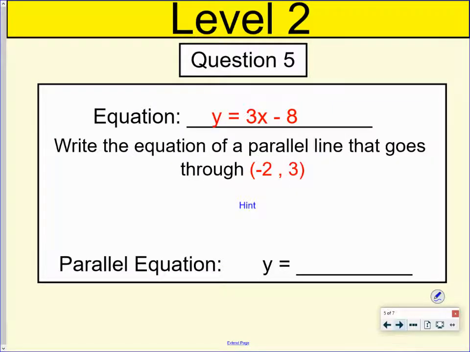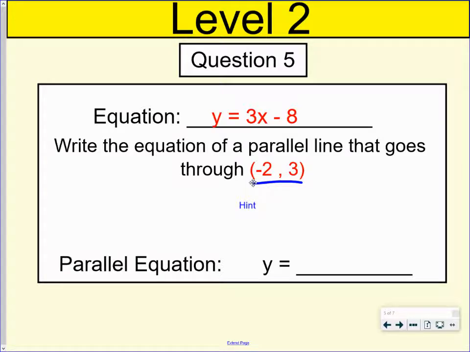Next example here. We have the equation y equals 3x minus 8, and we want to write an equation of the parallel line that goes through the point -2, 3. All right, we don't have our graph here to look at to help us, but what do we know?